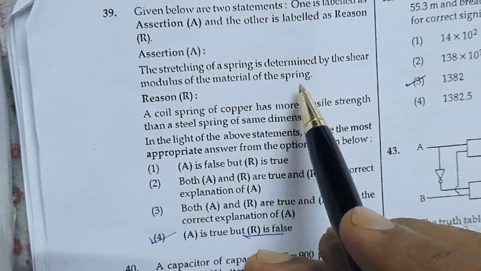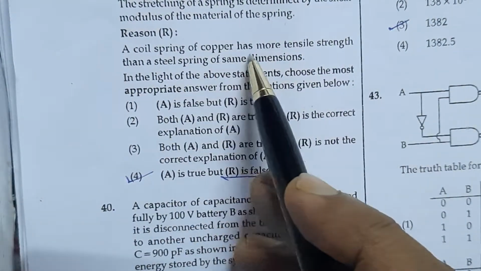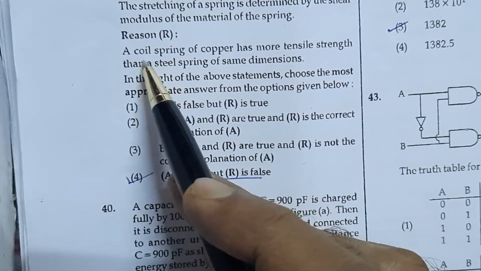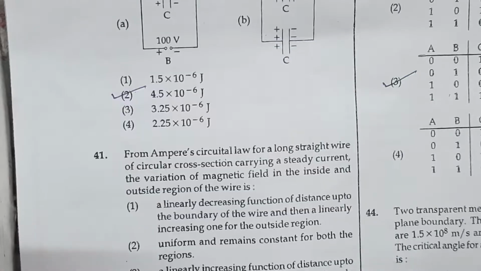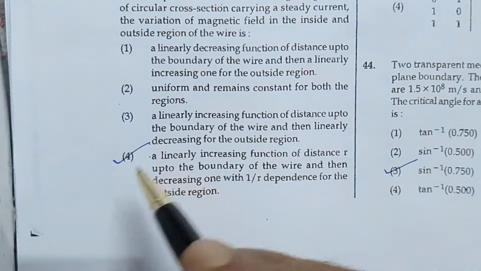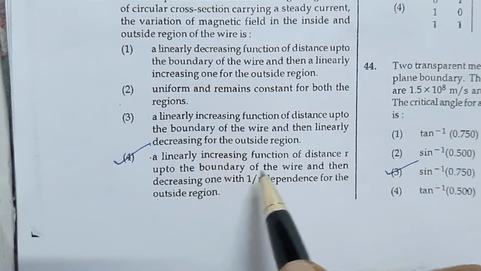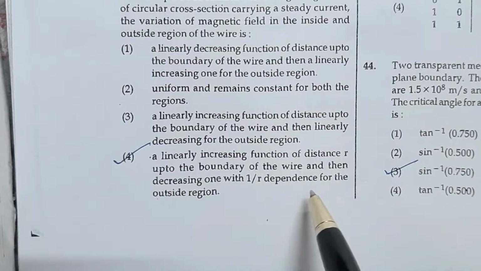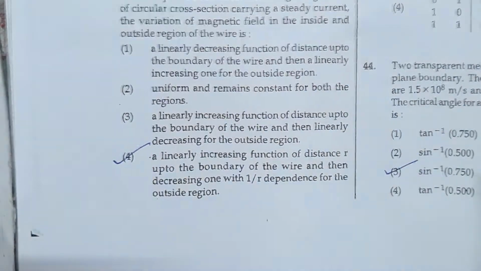It is a correct assertion, but the reason is false, because a coil of spring of copper has more tensile strength than a steel spring of same dimension. A coil of copper has more tensile strength, that is false answer. For the question number 40, correct answer is 2. For the question number 41, correct answer is 4, because for a thick wire, magnetic field intensity varies proportional to R within it, and outside it varies as proportional to 1 by R. So 4 is the correct answer.